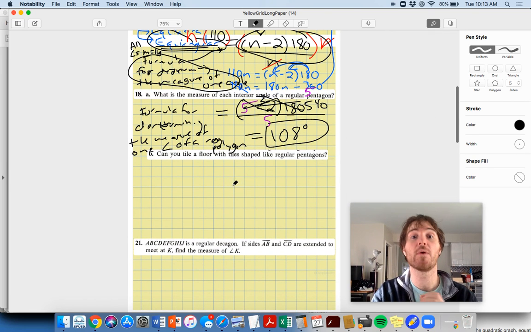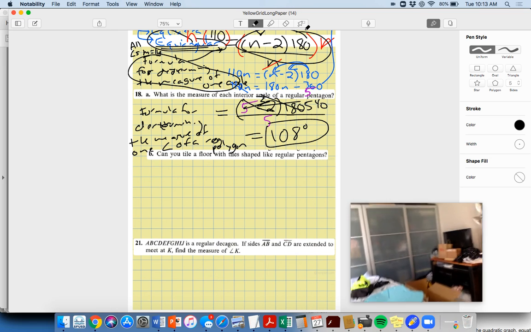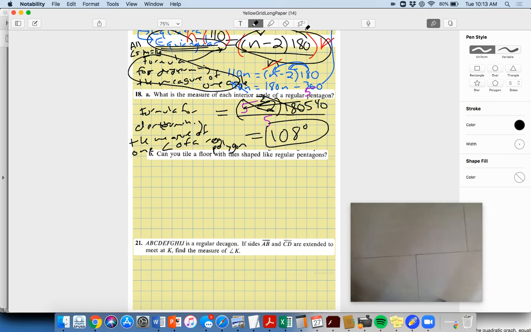Can you tile a floor with shapes like regular pentagons? You might be wondering what this tiling is about here. I got my floor tiled. My dog is a mess, so there's a bunch of dog fur down here. But check it out. My floor is tiled with rectangles. These are rectangles right here. So rectangles, you can tile it. What tiling means is taking up all the space, right? I can't tile my floor and leave the barren ground below it that the builders put in. We want to tile it so we can walk through it nice and smoothly.